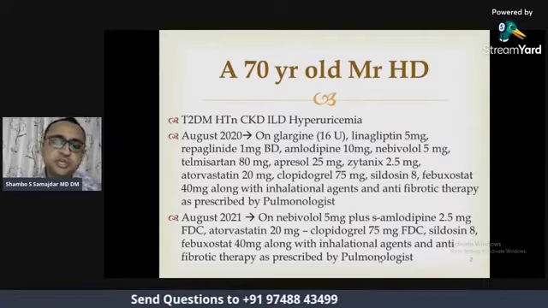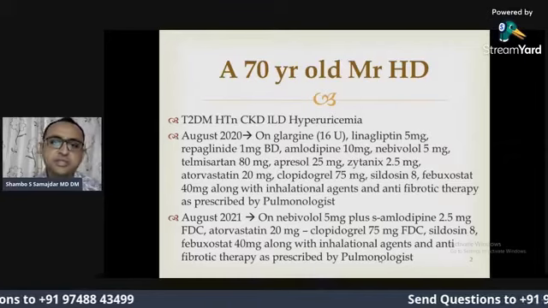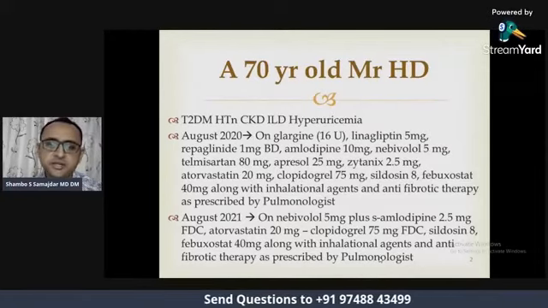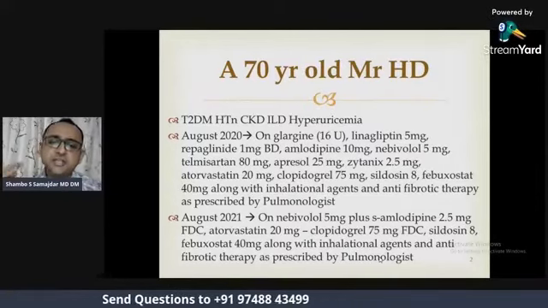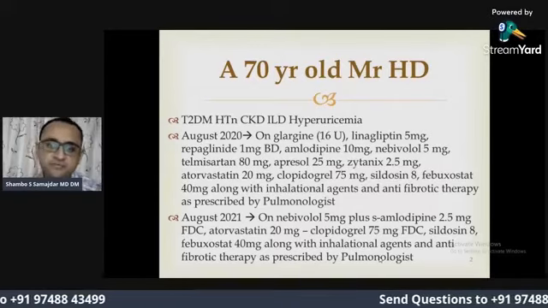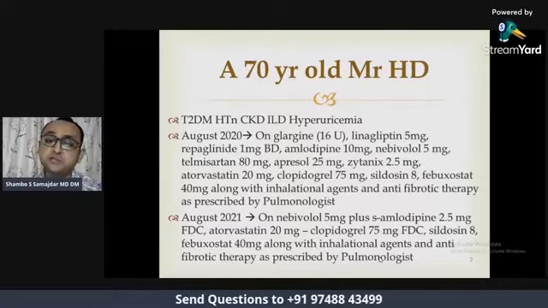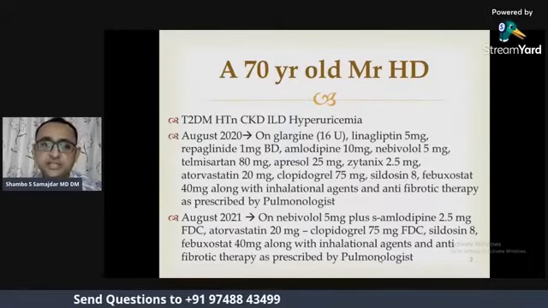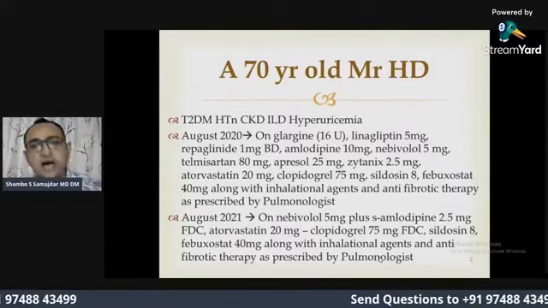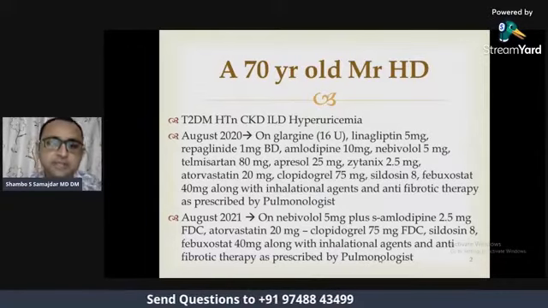So we can see here the dose of glargine insulin needed, then the anti-diabetes agents like linagliptin, repaglinide 1 milligram twice daily, along with the antihypertensive agents like amlodipine full dose 10 milligram, nebivolol, telmisartan full dose 80 milligram, aprozole 25 milligram thrice daily, Gitanix 2.5 milligram. These all are the antihypertensive medications that were taken by him.